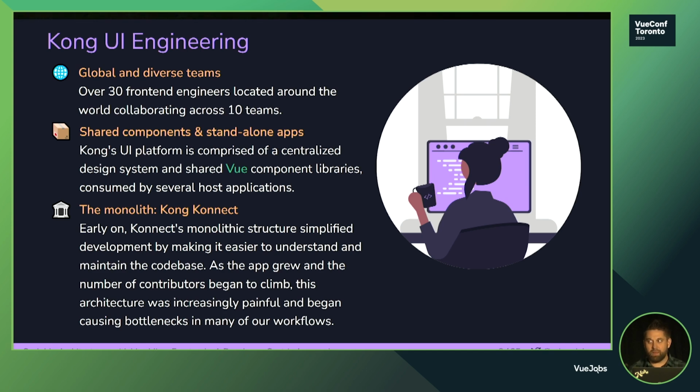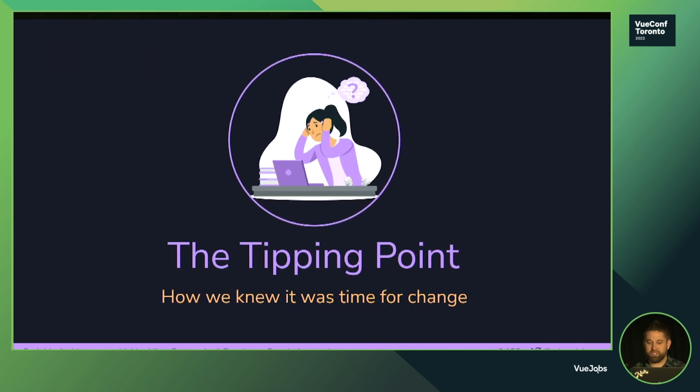But as everybody here has probably run into, over time as the app grew, the number of contributors began to climb as Kong started hiring more rapidly, and the architecture became more and more painful as time went on, which ended up causing a lot of bottlenecks. So let's talk about why the need for change, right? The tipping point for Kong, why we wanted to get away from this monolithic architecture.